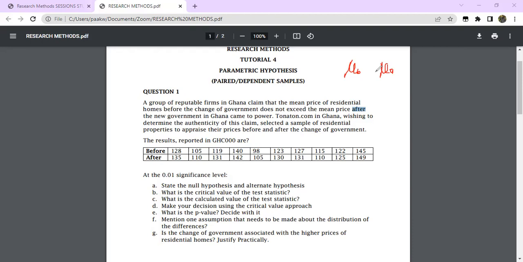So here, they are saying that reputable firms in Ghana claim that the mean price of residential homes before the change of government does not exceed, this is the word, does not exceed the mean price. So the before does not exceed the mean price after. So mu B is less than or equal to. If it does not exceed, it could be equal to or what? Less.